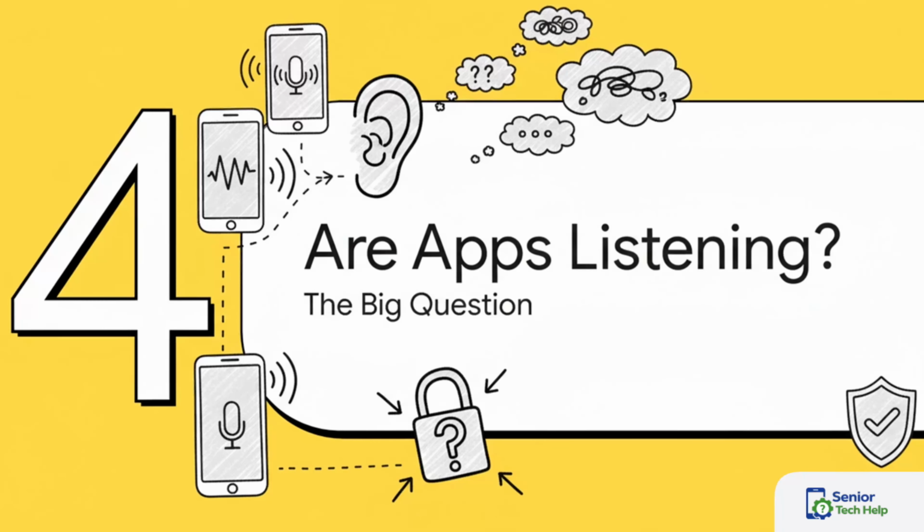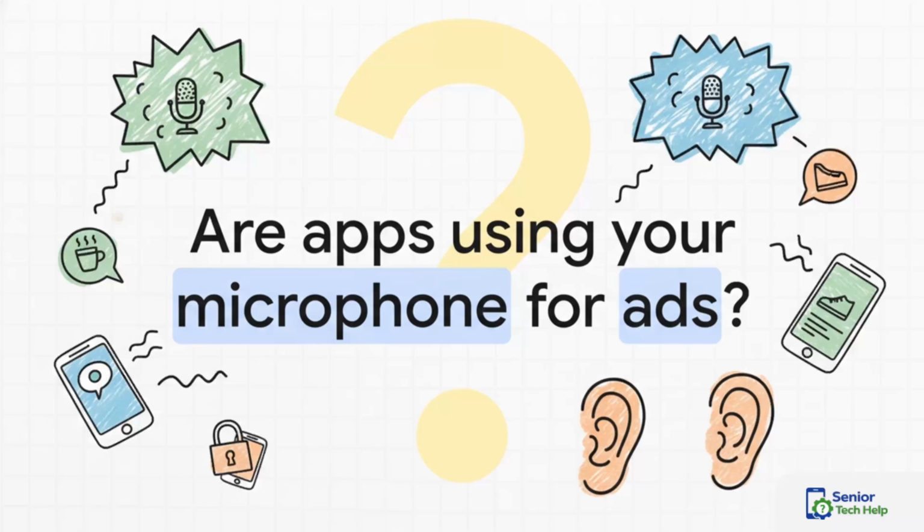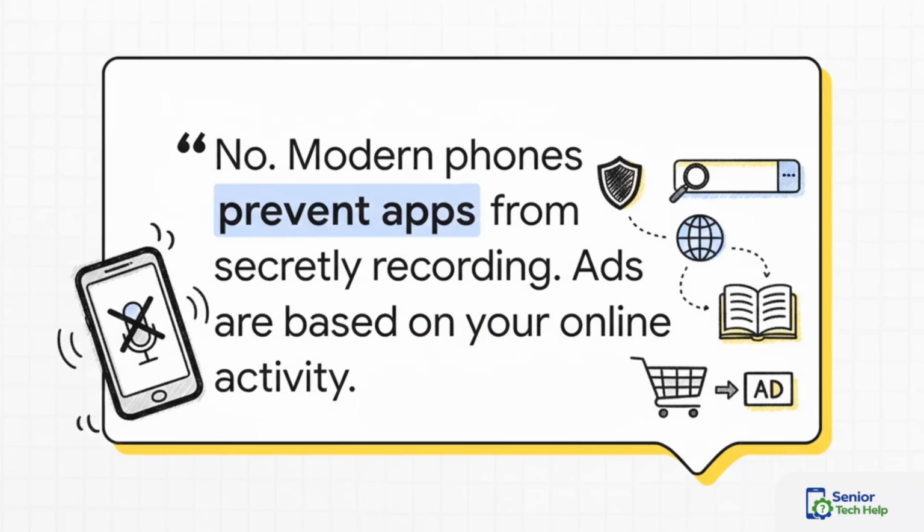And that brings us to the biggest question of all, doesn't it? Are these apps just listening to us all the time in the background? Let's clear that up right now. So, what's the real story? Are apps listening to our private conversations just to show us ads for things we talk about? The simple answer is no. Our modern phones are specifically designed to stop apps from secretly recording us.